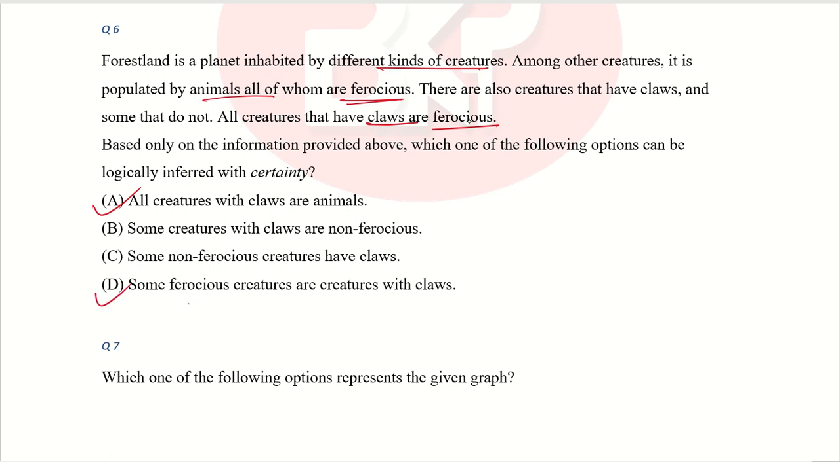Some ferocious creatures are creatures with claws, okay? So all the creatures are not animals. It means some creatures are there who are ferocious and have claws, okay? So according to me, the option can be A, okay? But you can think of D as well, okay?